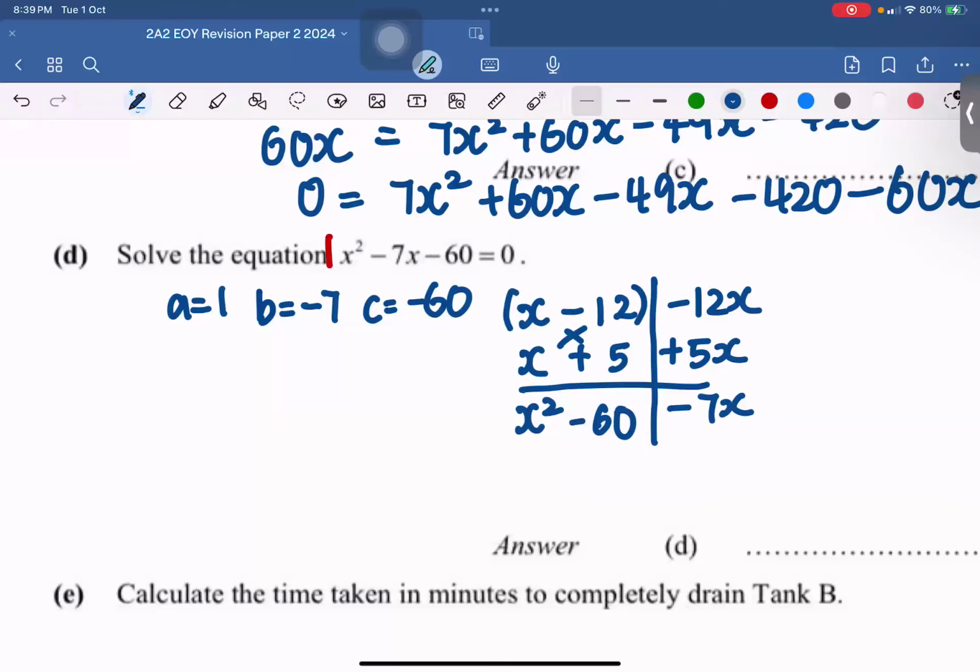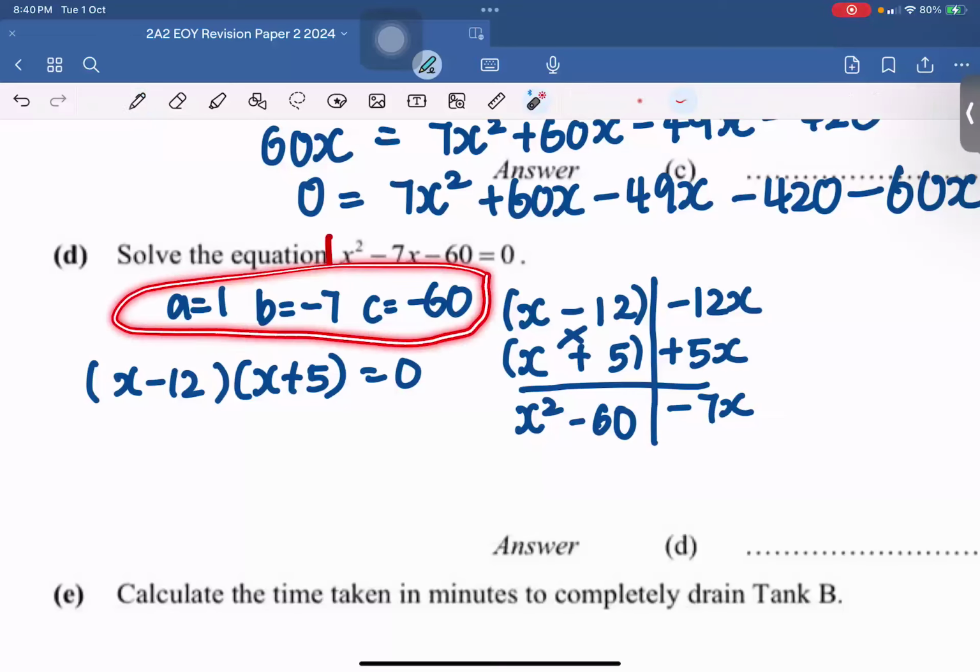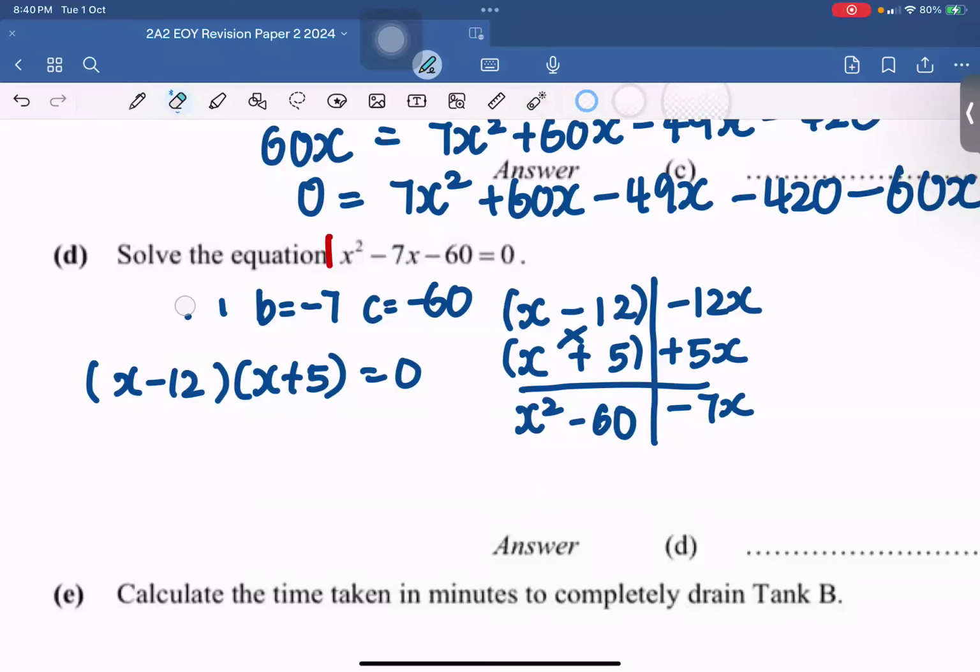So correct. So what is the next step? I must write something. x minus 12, x plus 5 equals 0. And then I cannot let the teacher know I use the calculator. So can I write this one? No. So I'm going to erase all these away, okay? I will only show the teacher this one. So I'm going to write on scrap paper or in pencil and then erase away. Okay, but this is not my final answer.